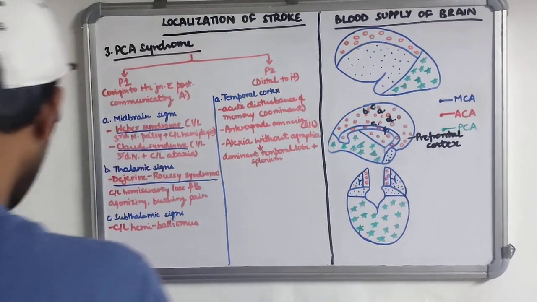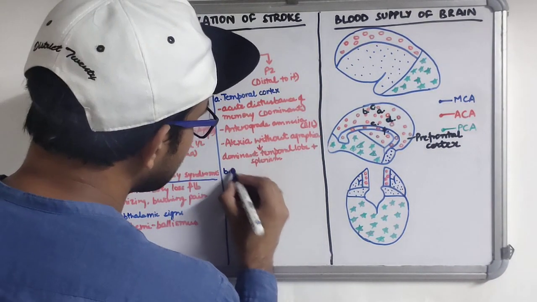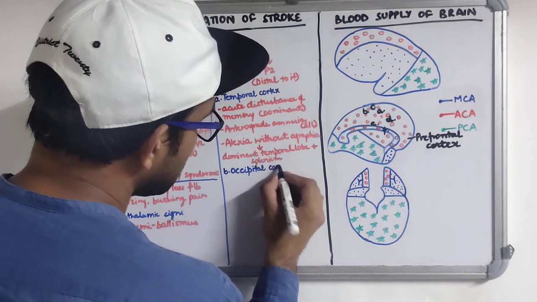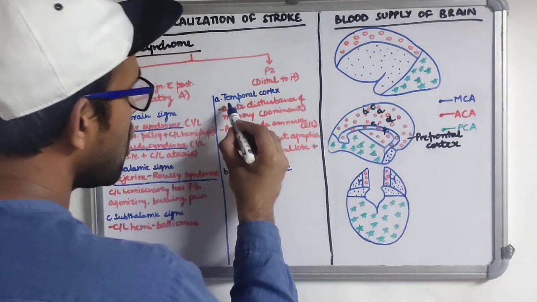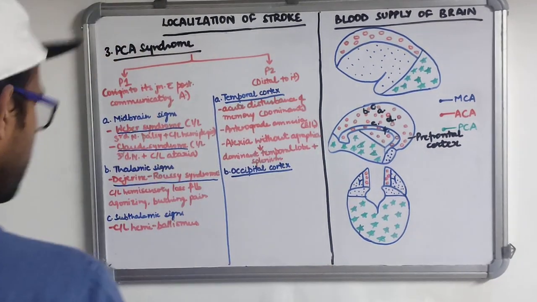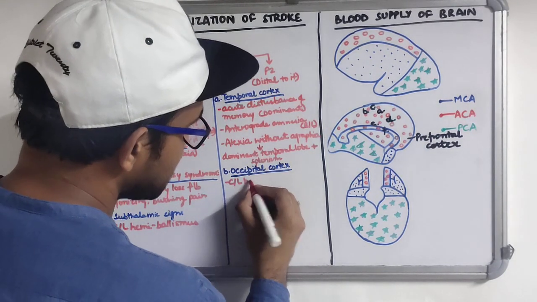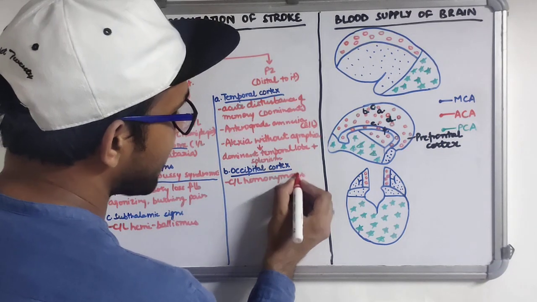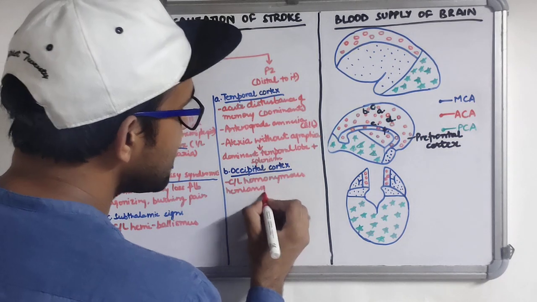Now, this is all about the temporal cortex. If there is an involvement of occipital cortex, the patient will classically have contralateral homonymous hemianopia without macular sparing. This is very important. I am stressing that the macula is also affected, in contrast to MCA occlusion, in which there is classically macular sparing.